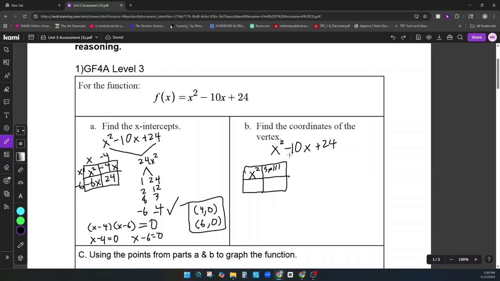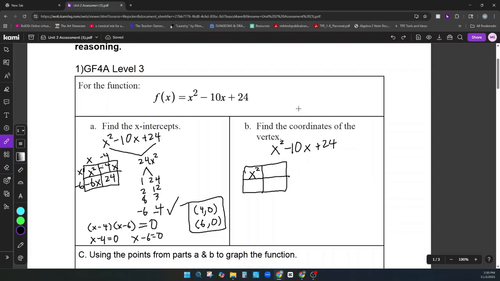Well, if I look at my second term, I have 10 x's. All of them are negative. So I have negative 10 x's in this expression, in this function. So I need to split them evenly.